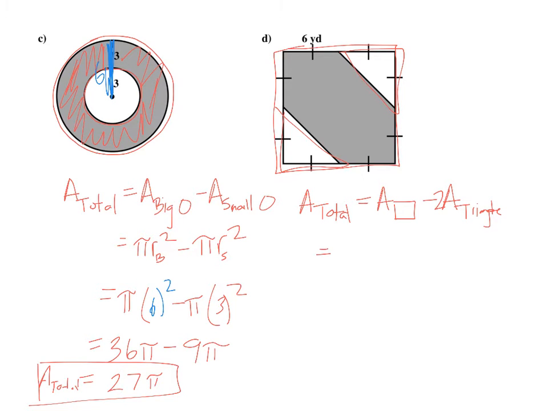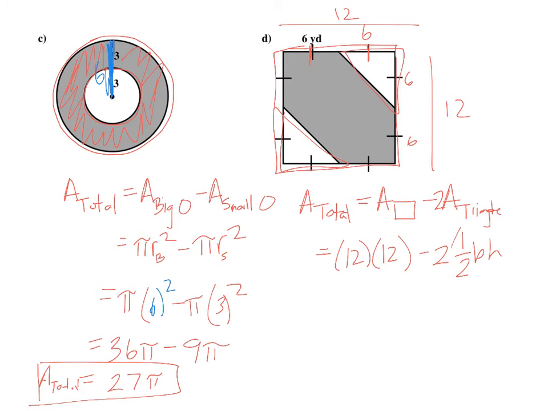So I'm going to have area of the square is what? Well, I have these tick marks here, so if that's 6, that's 6, which makes this whole thing 12, and that's 6, and that's 6, that whole thing's 12. All right, so I'm going to have 12 times 12 for the area of the square minus 2. I'm going to put the area of a triangle for me here. Half base times height. All right, that's the area of a triangle formula.